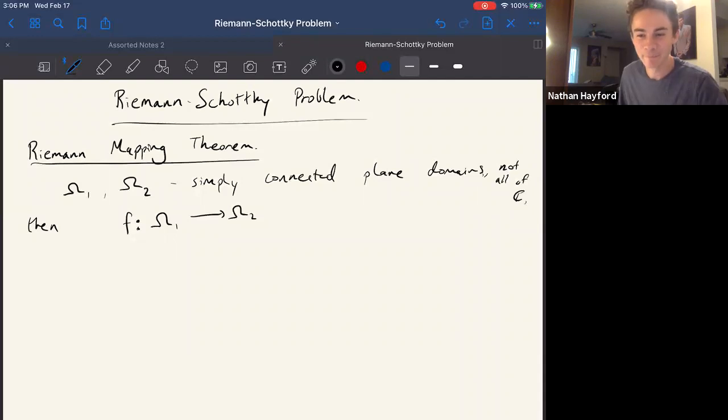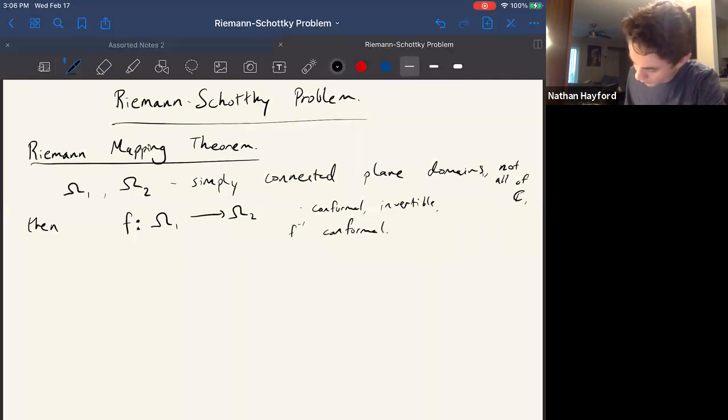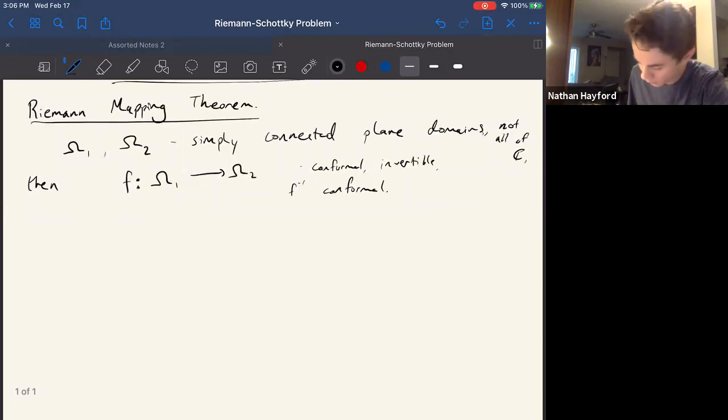Better? Okay, so good point, thanks. So omega 1 and omega 2 are simply connected plane domains, not all of C. Then there is a conformal map F from omega 1 to omega 2, which is conformal, invertible, and its inverse is also conformal. So I'll write it like that: F inverse is also conformal. I'm going to call these domains conformal equivalents.